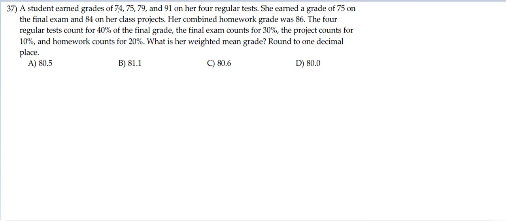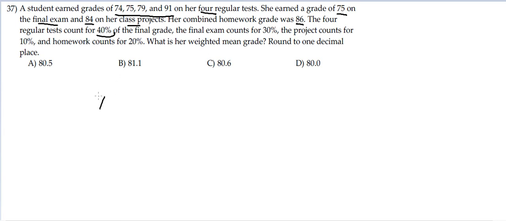All right, so we've got these four tests. They're the four regular tests, and the tests count 40%. So what they mean here is the four tests put together count 40%, not 40% apiece, right? Just 10% each. So there's four tests at 10% each for 40. Showing the grade is 75 on the final, and 84 on our class projects. And the homework grade was 86.